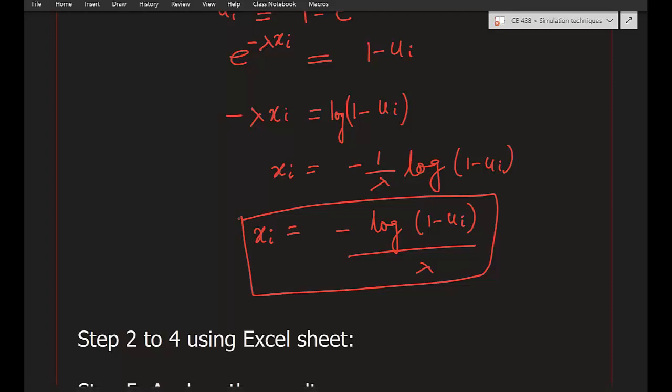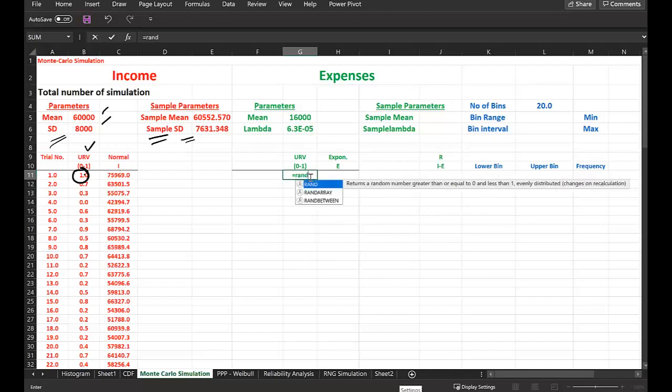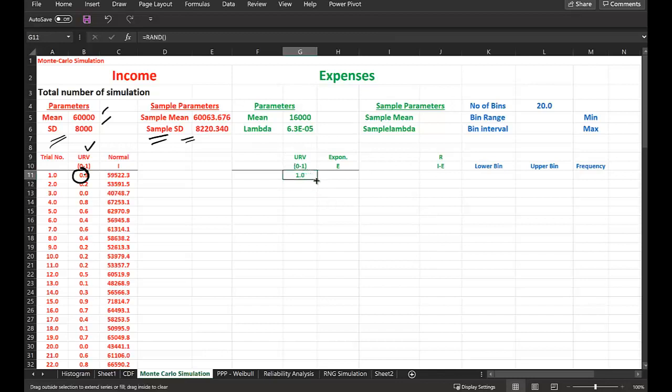So let us use this, because for the normal distribution we have a built-in function, as we cannot derive such an expression for the normal distribution, but in the case of the exponential distribution we can derive an exact formula for xi in terms of the random variable ui. So let us do this and simulate random variables for the exponential distribution using the Excel sheet. So let us first simulate a uniform random number. This is equal to RAND, this function is here, and then we have to drag this.